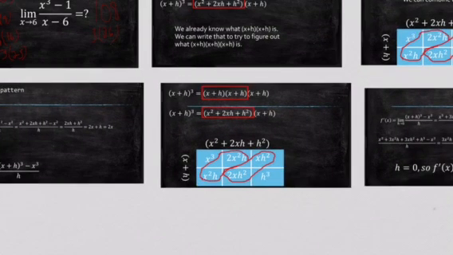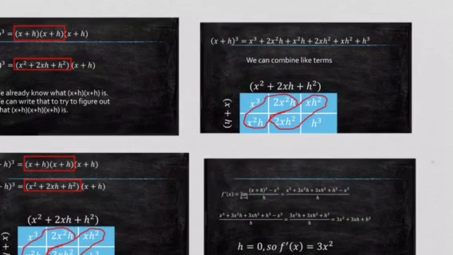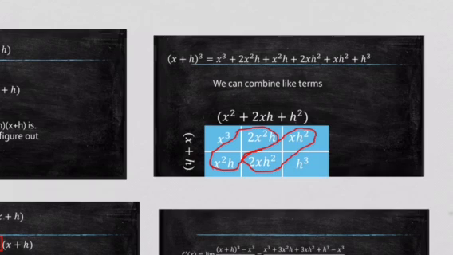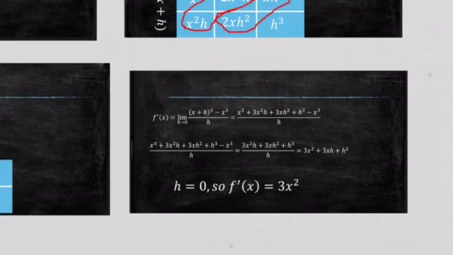Okay, this ends up being nice because there are some like terms we can combine. x squared h plus 2x squared h is just going to give us 3x squared h. And then 2xh squared plus xh squared is going to give us 3xh squared. And then we have x cubed and h cubed. So let's go down and see if anything cancels.